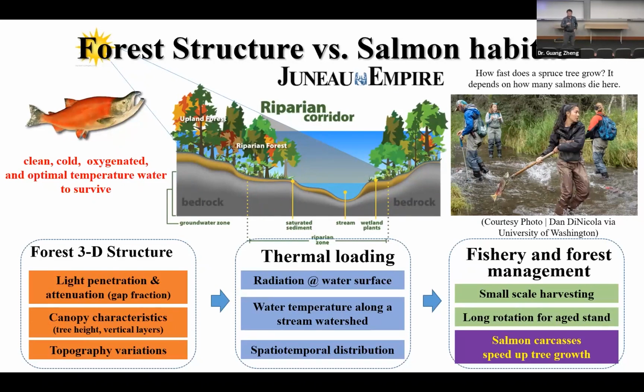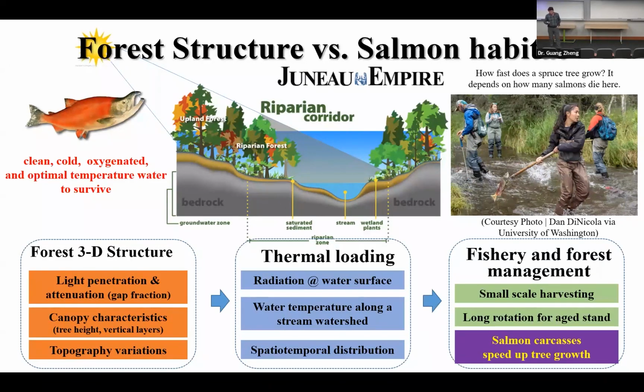But what are the effects of salmon on forest structure? In the upper right, I show a story published in a local newspaper in Alaska. An undergrad student was throwing the dead fish, the salmon carcasses, onto one river bank. And during the past 20 years, studies show the accumulation of nutrients provided by the salmon carcasses sped up the tree growth and made the trees grow stronger compared with the other side of the river bank.